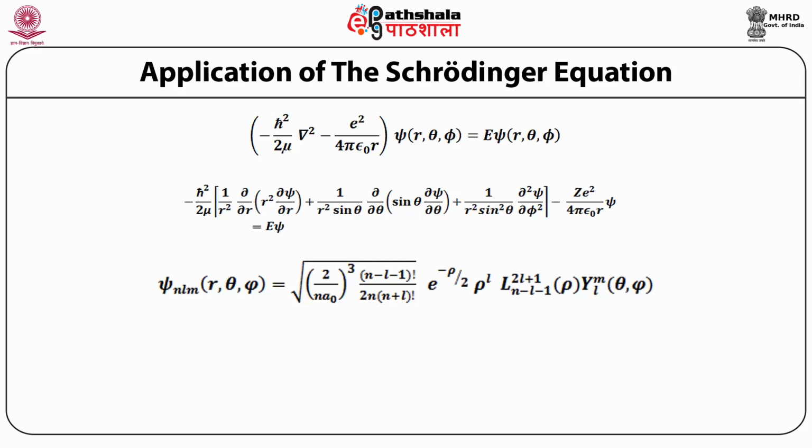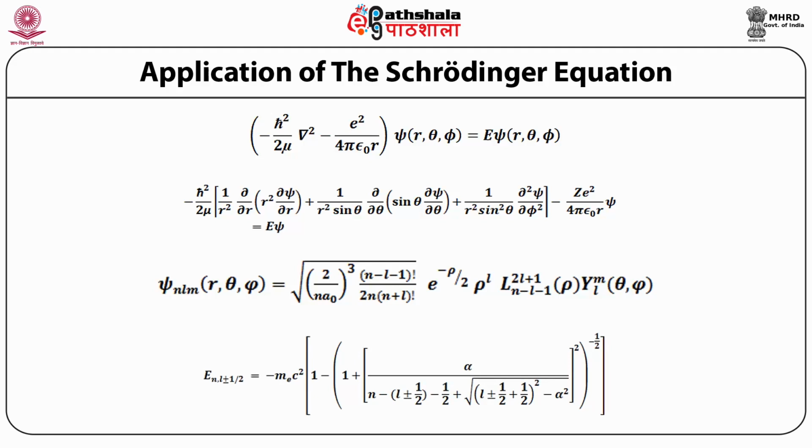So, the three quantum numbers are n, the principal quantum number, l, the orbital angular momentum quantum number, and m, the magnetic quantum number. They take the values n is equal to 1, 2, 3, etc., then l is equal to 0, 1, 2, 3 till n minus 1, and m is equal to minus l to l.